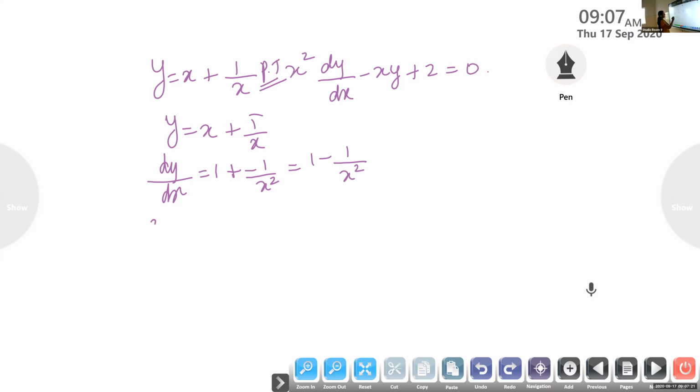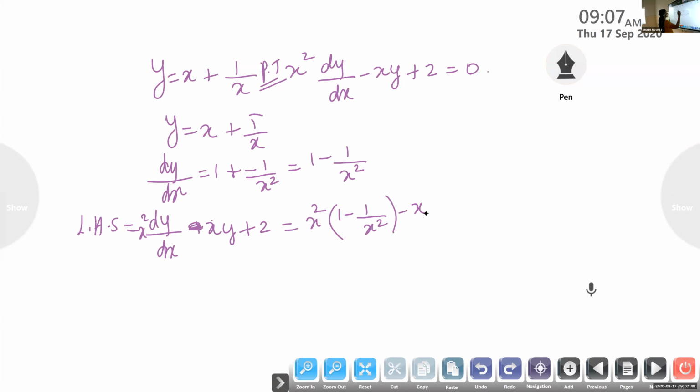Now you start with LHS. What do you have in LHS? It's not x. x square into dy by dx minus xy plus 2 is equal to x square into, what is dy by dx? Substitute this value here: 1 minus 1 by x square, minus x into y. Y is again x plus 1 by x, plus 2. Check whether everything will get cancelled and what the final answer is, whether you are getting 0.